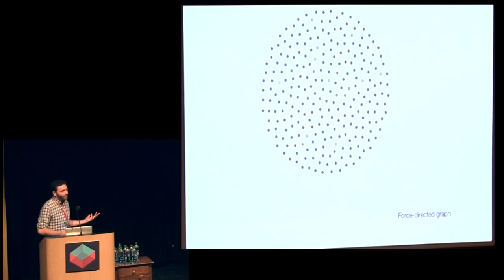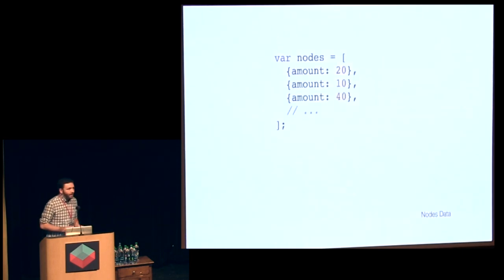D3 is a powerful tool for this because I think we'll see the succinctness with which you can write and start using the force layout immediately. And the chances are you'll probably be using D3 in your other stuff, so it's good to have that in the toolkit. So like everything in D3, the nodes are going to be represented by some data. So here we have just our basic data set. It's an array of objects, and each object has some attributes. Here we just have the amount attribute.